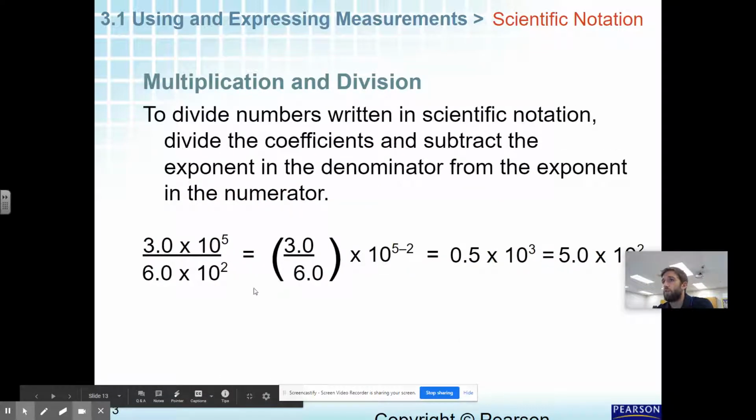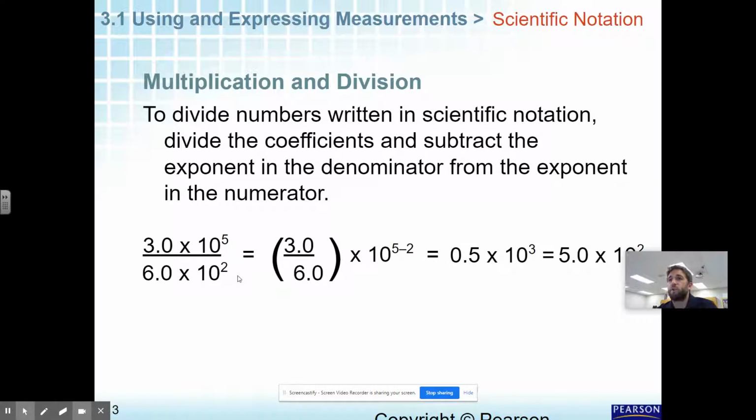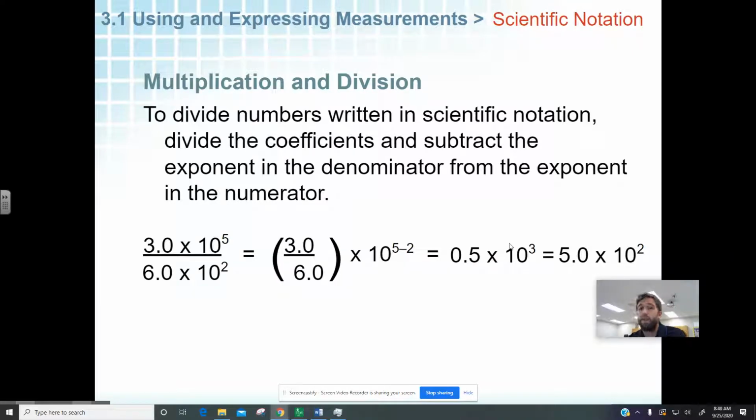So moving on, dividing is kind of the same concept. You divide these numbers first, and then you subtract. Instead of adding these exponents, you subtract them. But of course, you're going to have a calculator. So as long as you can put it in the calculator right, it's not a really big deal. Okay.